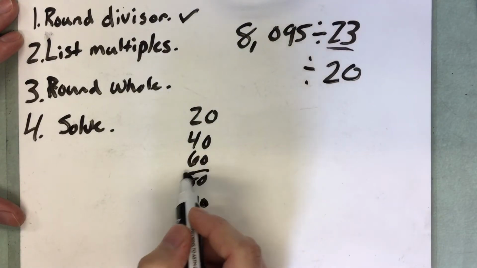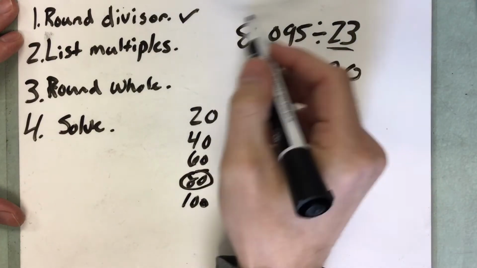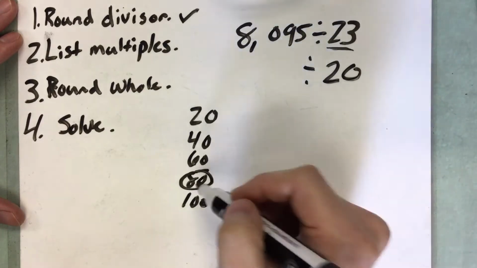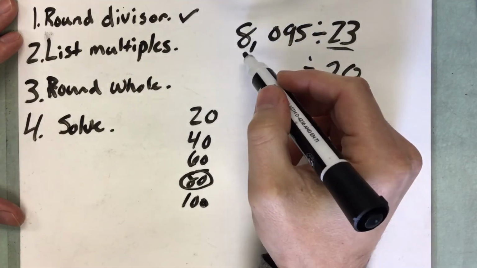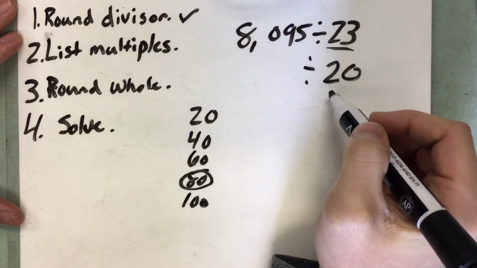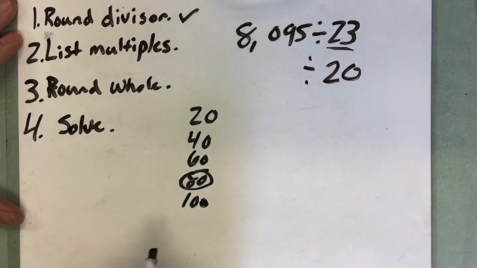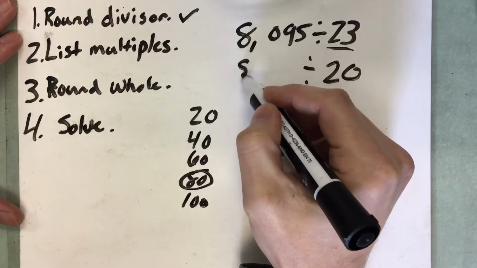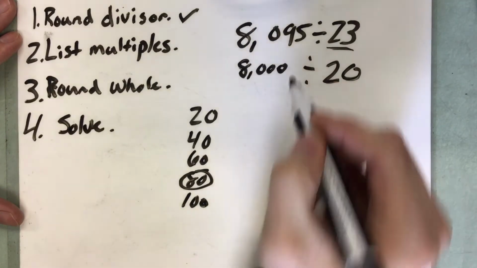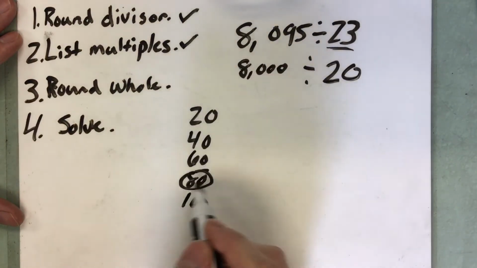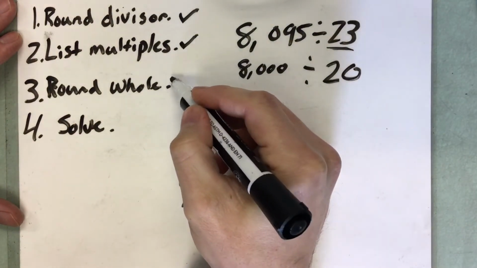So I'm looking at 80. And I'm looking at 8,095, and I know that 20 will go into 80, and I know that 8 can be divided by 2. So what I want to do is make this number something that I can divide by 20. So 8 divided by 2 is a really easy fact. So let's round 8,095 to just 8,000. So we've listed our multiples and given us a good idea of what number we can round our whole to.